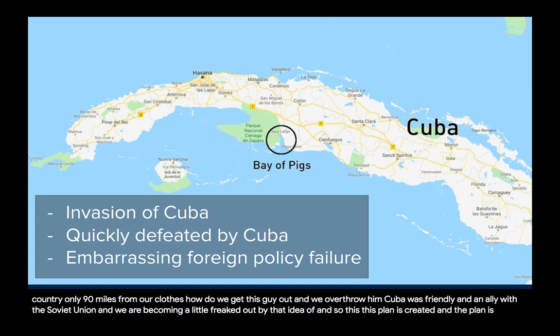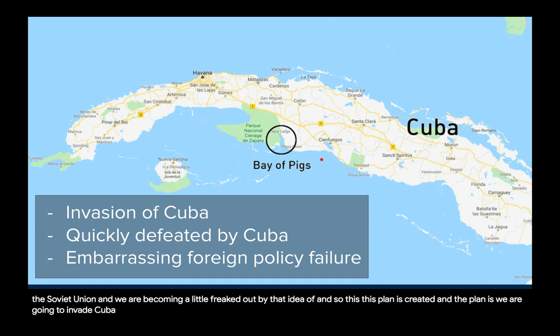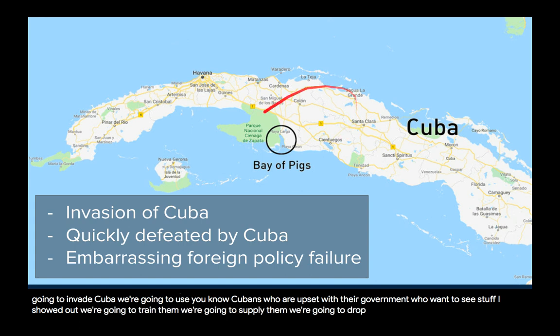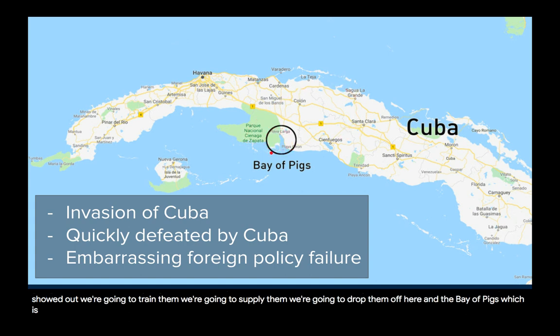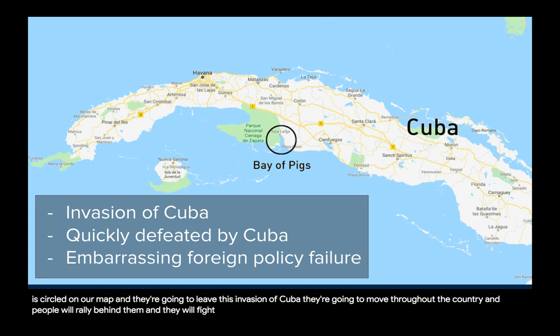And the plan is we are going to invade Cuba. We're going to use Cubans who are upset with their government, who want to see Fidel Castro out. We're going to train them. We're going to supply them. We're going to drop them off here in the Bay of Pigs, which is circled on our map. And they're going to lead this invasion of Cuba. They're going to move throughout the country, and people will rally behind them, and they will fight with them.